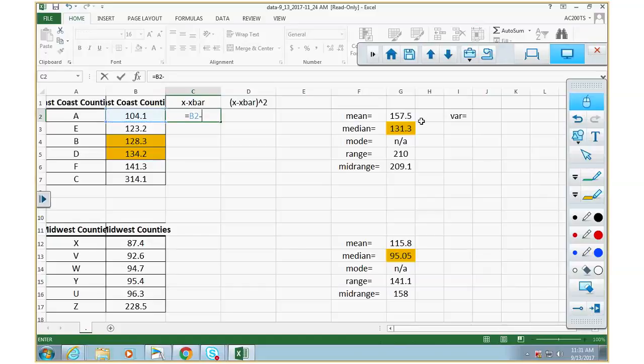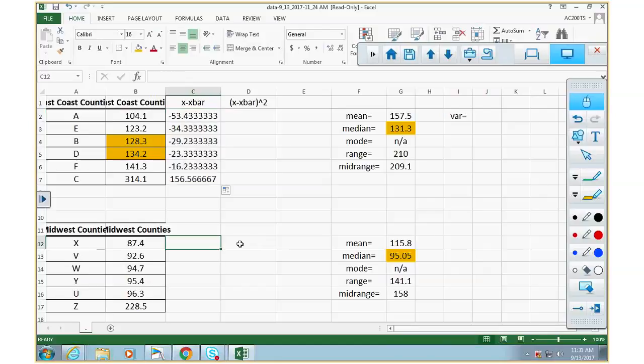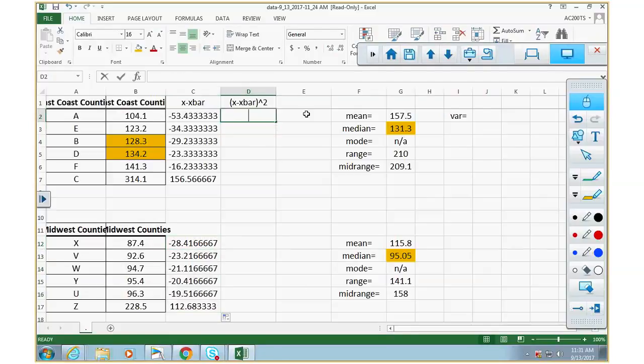Minus mean, F4 to lock it for those of you that use Excel. And copy those down. This number minus the mean, F4 to lock it, and check your numbers and see if you get those numbers. Square it. Oops. And that turns them all positive.